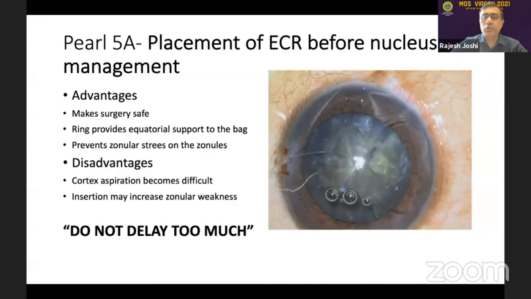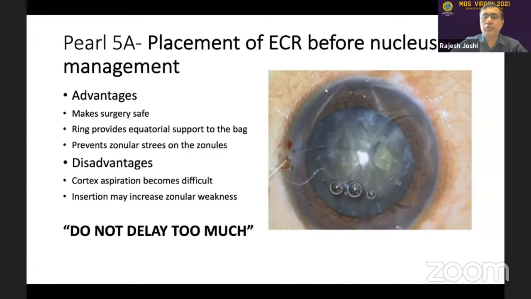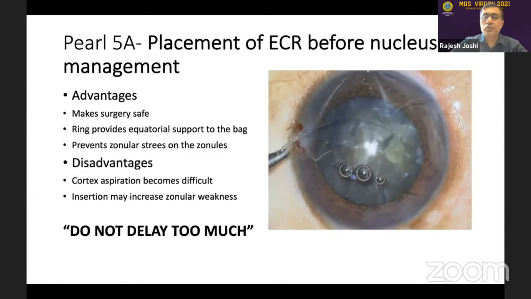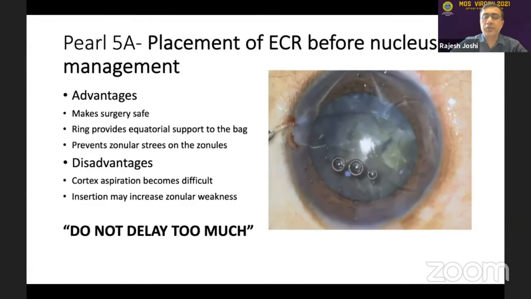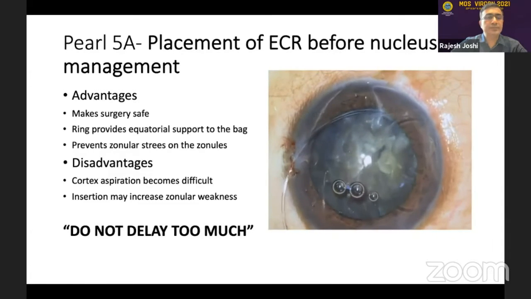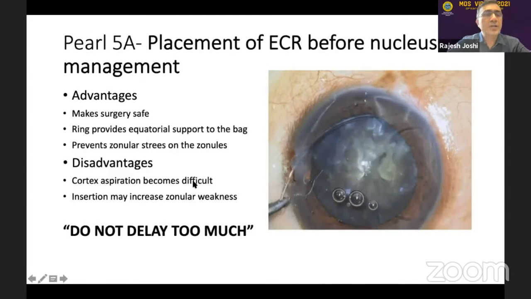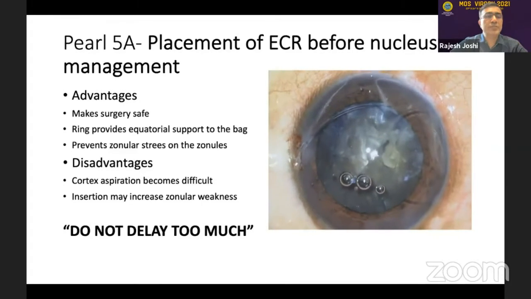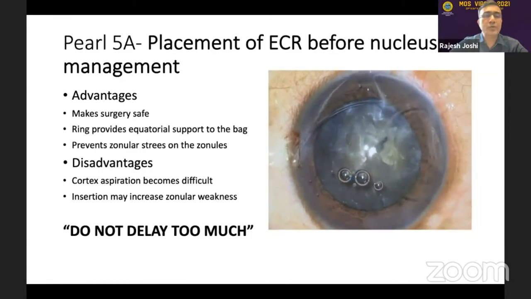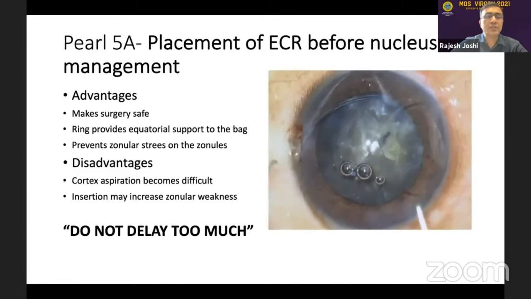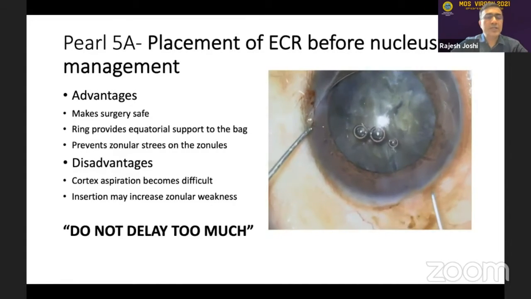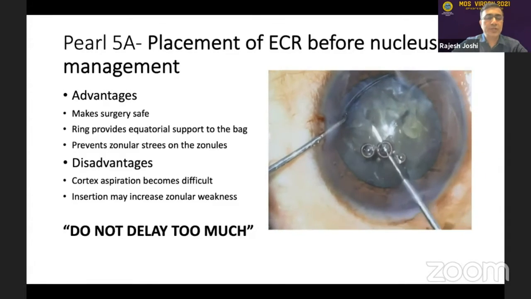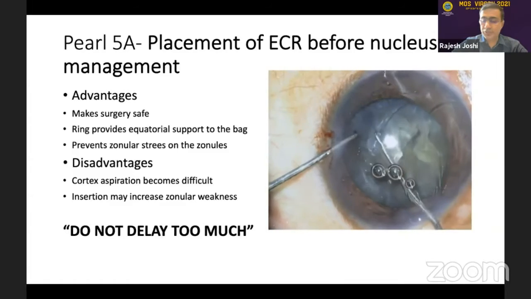Now here comes the importance of staining of the anterior capsule. You can see the stained area of the anterior capsule, so that you can place the endocapsular ring properly inside the bag. There are certain advantages of placement of the endocapsular ring before nucleus management: it makes surgery safe. The ring provides equatorial support to the bag and prevents zonular stress. Disadvantages are that cortex aspiration becomes difficult and insertion may increase the zonular weakness. So the dictum is, don't delay too much.